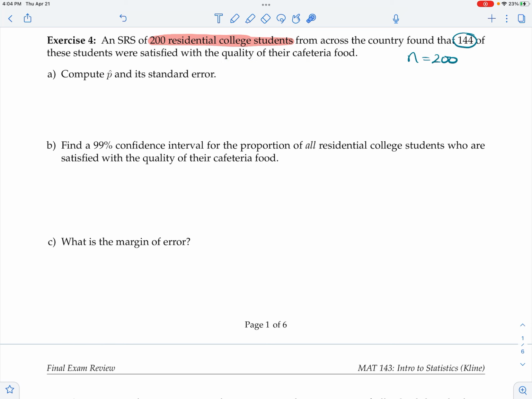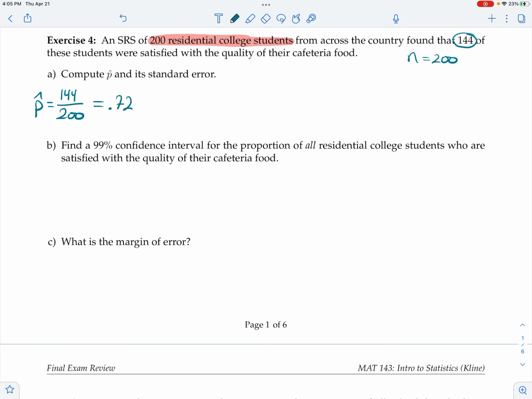All right, and so we're asked in part A to compute p hat, that's the sample proportion, and its standard error. So p hat is just the number of, quote, successes. Remember, successes are just the outcome that we're looking for, over the total number of people that you sampled. And so p hat, of course, is 144 divided by 200. Please compute that, and you'll get 0.72.